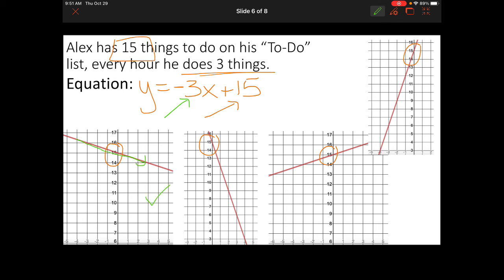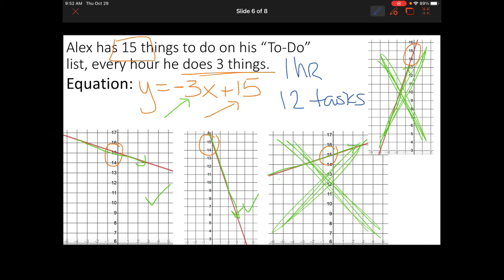This one is decreasing. That's good. This one is also decreasing. That's good. This one is increasing. So this is not our graph. This one is increasing. So this is not our graph because we're decreasing in the amount of tasks we have to do. Now I want to remember after 1 hour, he had 12 tasks left because he's decreasing.